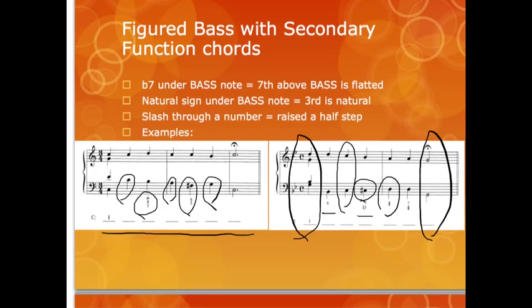Then we have a 3rd above the bass that is sharped. That would be the major dominant. And then we also have a 5/7 here. Provide that analysis and see where we are tonicizing those chords. And that would sound like this with the bass and the soprano.